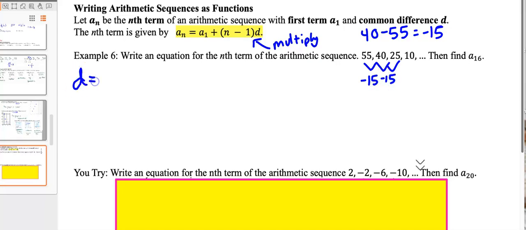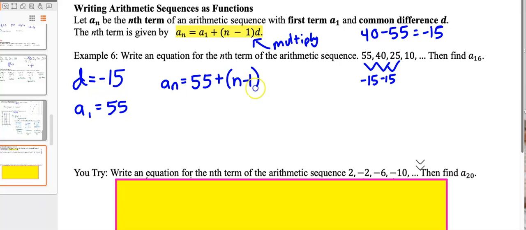So common difference, negative 15. The next thing you need in your equation is your a sub 1, which is the first term. So you just have to look, hey, 55 was the first term. So that's the two pieces of information you need to write your equation. So we're going to start with a sub n equals a sub 1 is 55 plus parentheses n minus 1. Now I'm going to put a times just to represent multiplication. Our common difference was a negative 15. Okay, so here's our equation.